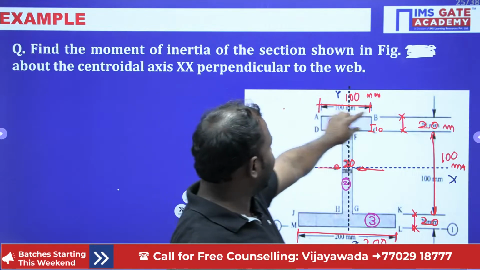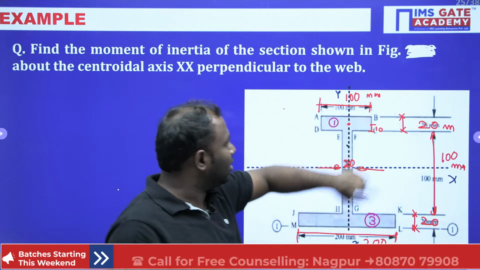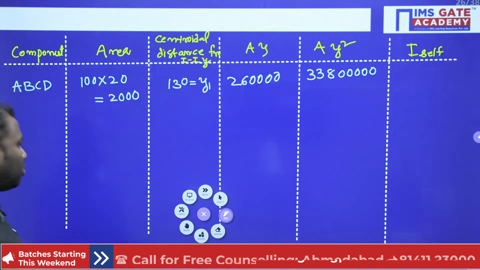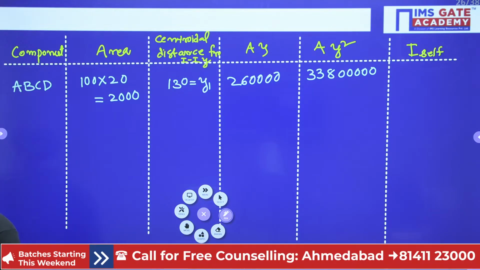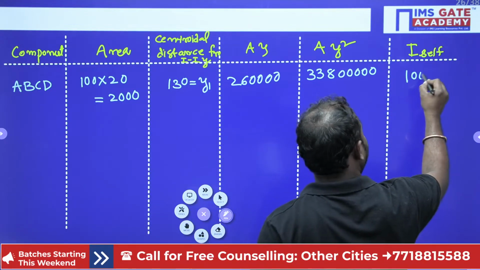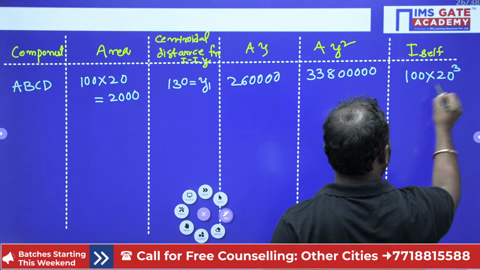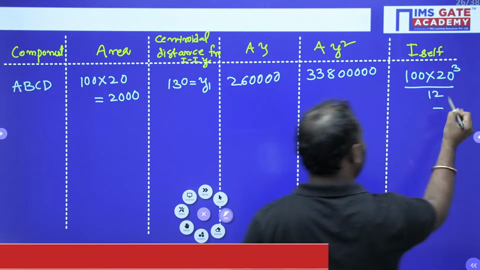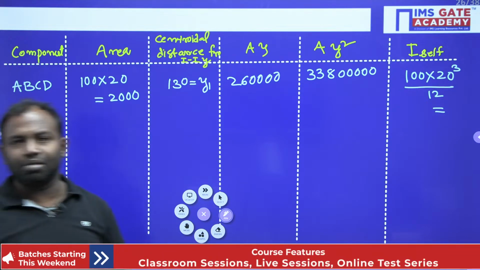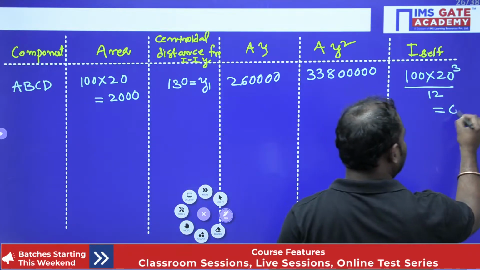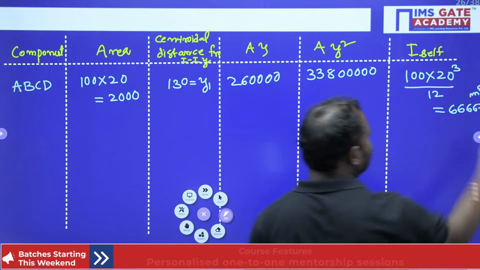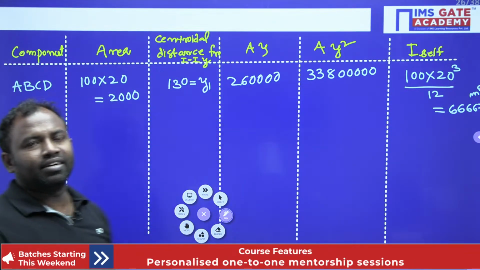Now, it's the moment of inertia, bh cubed by 12, right? So, what is the width? Here it is bh cubed by 12, that is going to be 100 into 20 cubed by 12. So, you are going to get 66667 mm to the power 4. Alright, guys, right?